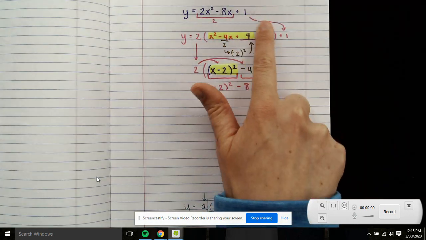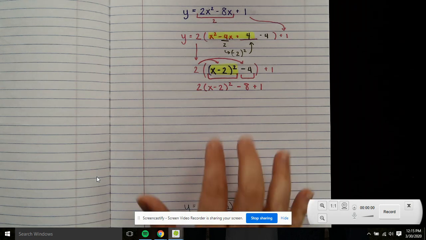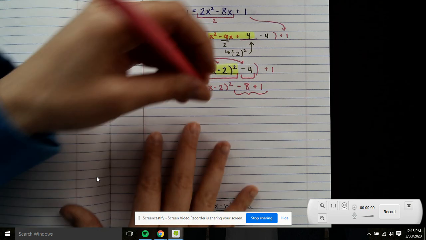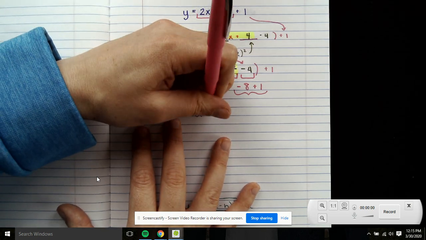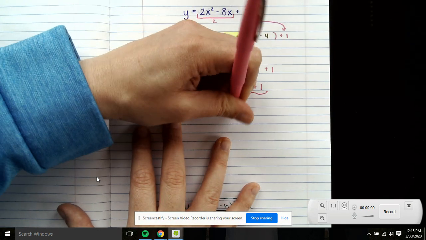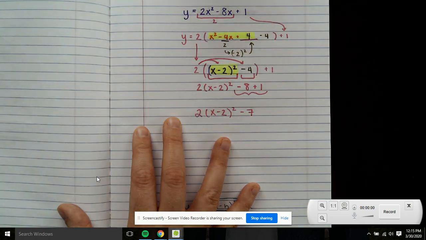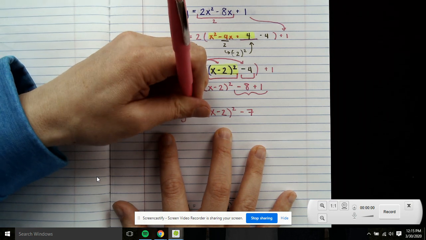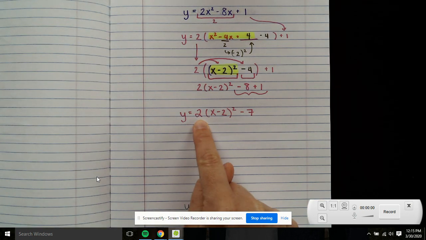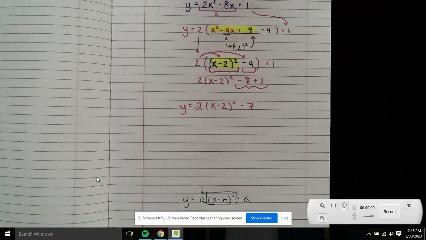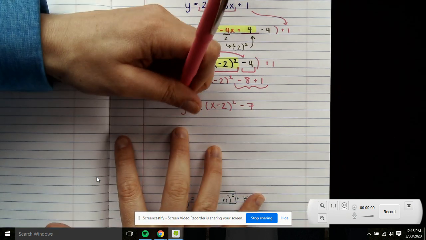Notice this 1's kind of along for the ride. Now I can combine these terms since they're both outside of the parentheses. And I finally have 2 times (x minus 2) squared minus 7. And there is my vertex form. Notice I have the a value of 2. x minus h is x minus 2, squared, plus k. My k just happens to be negative in this example. So this is in vertex form.